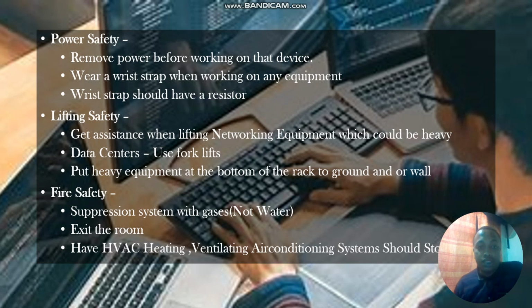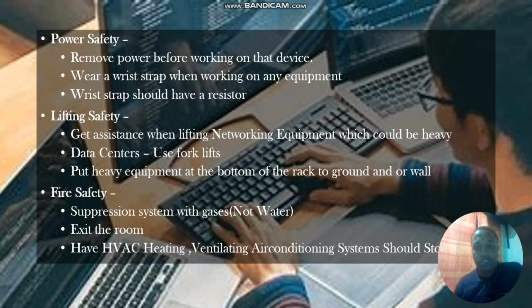Let us look at safety number 2, that is lifting safety. Now, some of these networking equipment that we talk about, for example, some routers, some switches, some servers could be very heavy. So get assistance when you're lifting some of these networking equipment. This ensures that one, the equipment is safe. Two, you're not harming your body by trying to lift a very heavy equipment. If you're in a data center, make sure you're using forklifts to lift this kind of equipment.